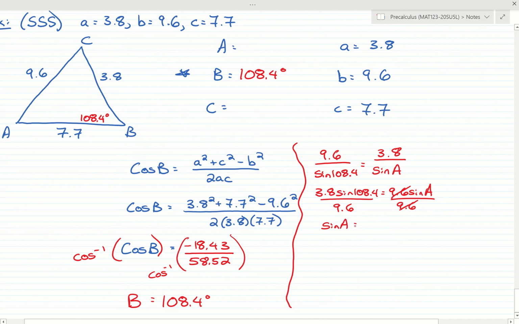And we get the sine of A is equal to 3.8 times the sine of 108.4 divided by 9.6. Comes out to 0.375, but we're not going to round that. We're going to ask our calculator to take the inverse sine of that actual answer. So on my calculator, I'm just going to hit inverse sine, second negative, and it tells me that angle A is 22.1 degrees.